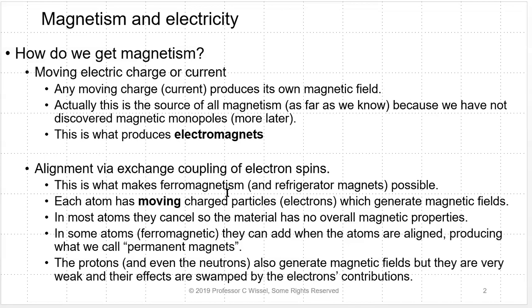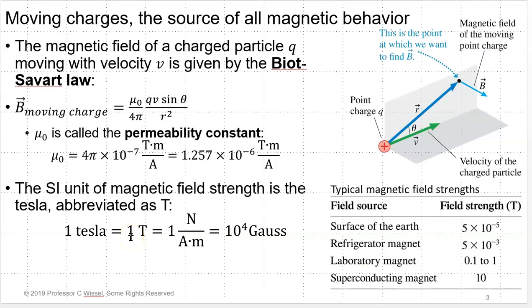Now, the other way is alignment via exchange coupling of electron spins, but even this is still the motion of charges. This is what makes ferromagnetism, that's refrigerator magnets, possible. Each atom has moving charged particles called electrons, which generate magnetic fields. In most atoms, they cancel so that the material has no overall magnetic properties. In some atoms of the ferromagnetic kind, they can add when the atoms are aligned. This produces what we call permanent magnets. And permanent is a term that's loosely used. The protons and even the neutrons also generate magnetic fields, but they are very weak and their effects are swamped by the electrons' contribution. So moving charges are the source of all magnetic behavior.